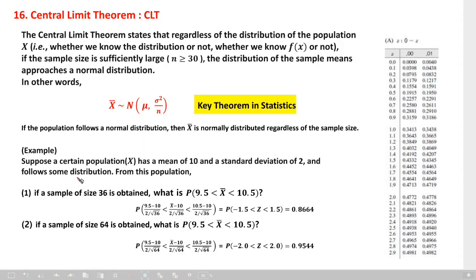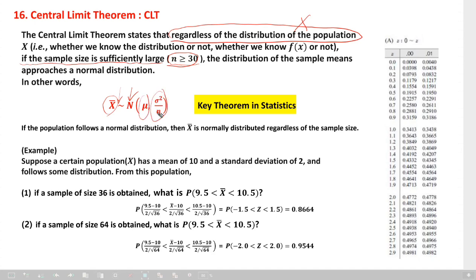The central limit theorem says regardless of the distribution of the population, X. In other words, whether we know the distribution of X or not, whether we know f of x or not, if the sample size is sufficiently large, that means n greater than or equal to 30, it is from empirical study, okay? The distribution of a sample mean approaches a normal distribution. Shortly, x bar follows a normal distribution with mean mu and variance sigma square over n.